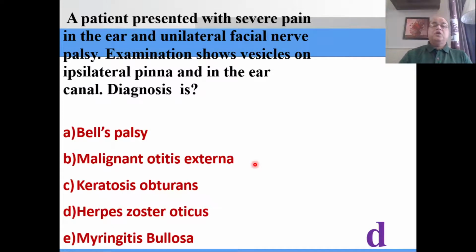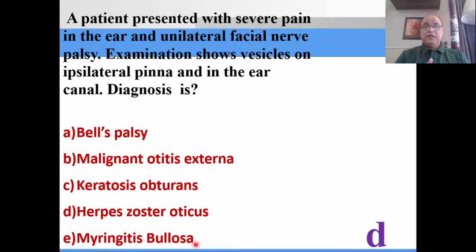canal at the osteocartilaginous junction. Keratosis obturans is a deep meatus disease where there is keratin deposition in the deep meatus, and there may be widening of the deep bony part of the external auditory canal. Myringitis bullosa is a close contestant with herpes zoster oticus, but in Myringitis bullosa, the vesicles are blood filled rather than fluid filled as in herpes zoster.